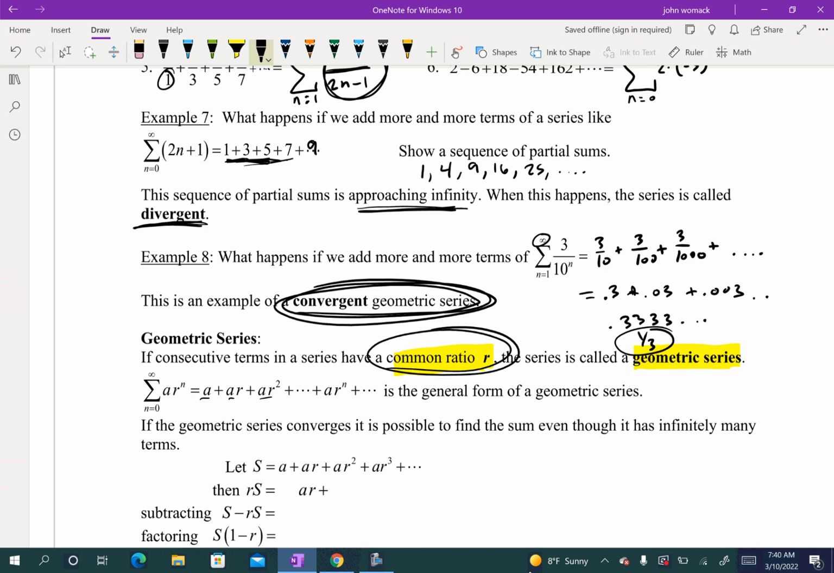So if a geometric series converges, you can find the sum. That's what it's saying down here, right? If a geometric series converges, it's possible to find the sum, even if it has infinite terms.